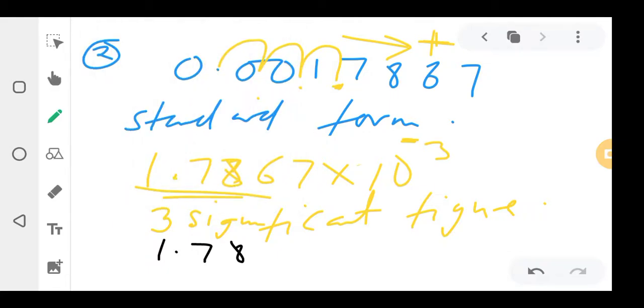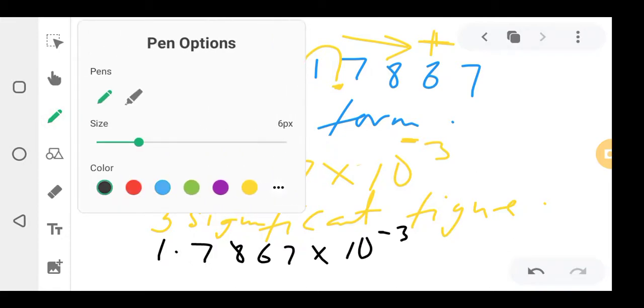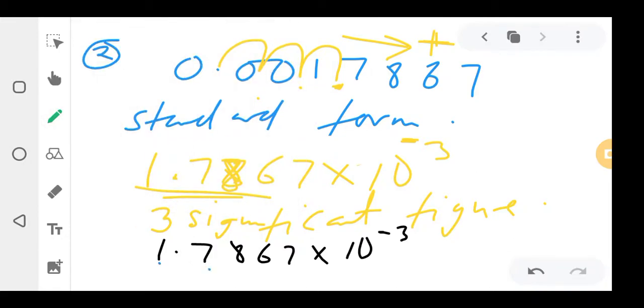Okay. What is 1.7? That answer, write it here: 1.7 times 10 to the power negative 3. Now to 3 significant figures, you count 3 numbers, I told you. 1, 2, 3. So you put a line there.